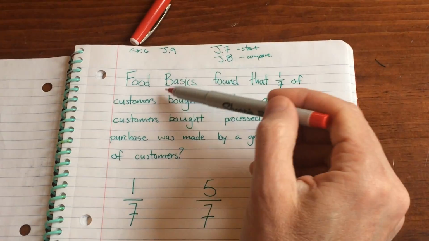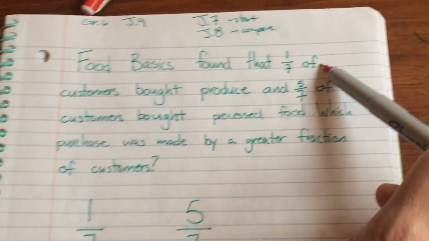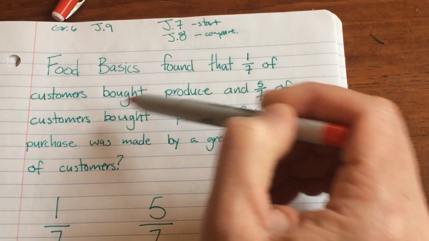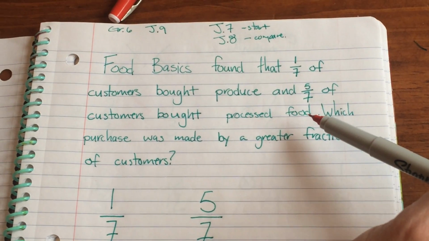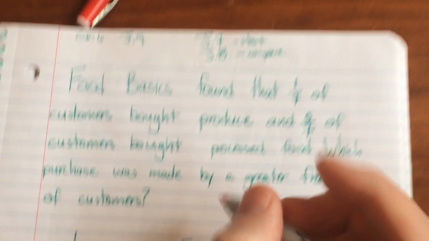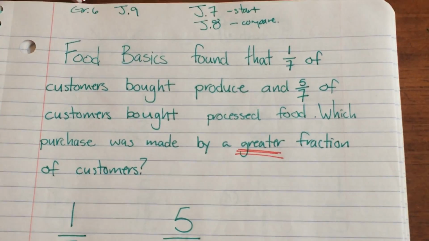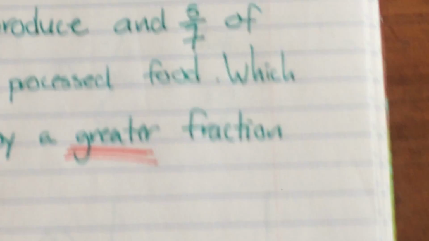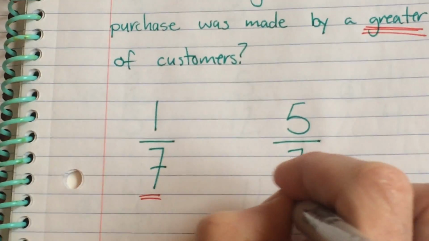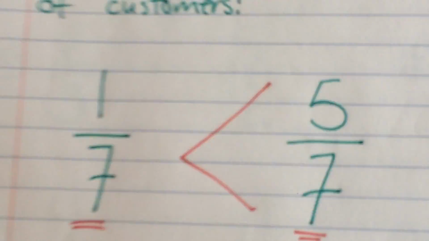Here's an example problem. Food Basics found that 1/7 of customers bought produce, that's fruit and vegetables, and 5/7 of customers bought processed food, so that's food made in a factory. Which purchase was made by a greater fraction of customers? So which one is bigger? Well, we look at it and it's easy. The denominators match, so this one's bigger. So that one's easy.